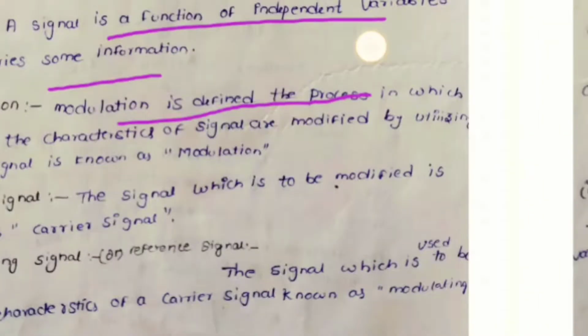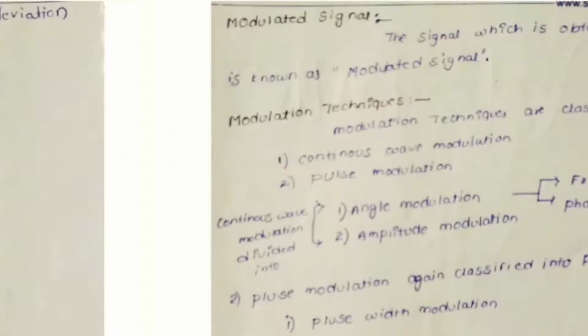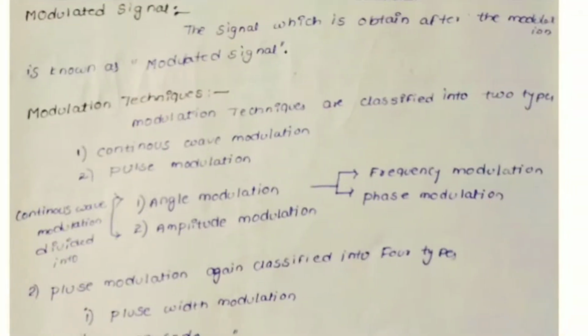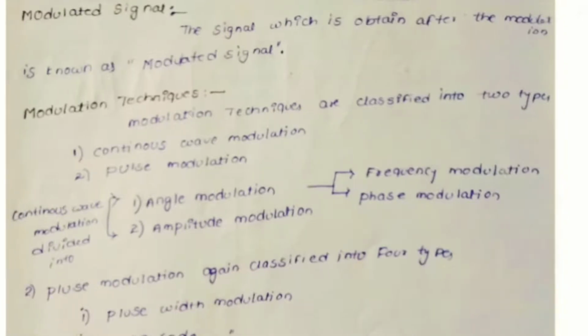Now, what is the modulated signal? The signal which is obtained after the modulation is known as the modulated signal. After pulse width modulation, what is the signal we obtain in inverters? That is the output of modulation, the modulated signal. The final output is the modulated wave or modulated signal, different from the carrier and the modulating or reference signal.